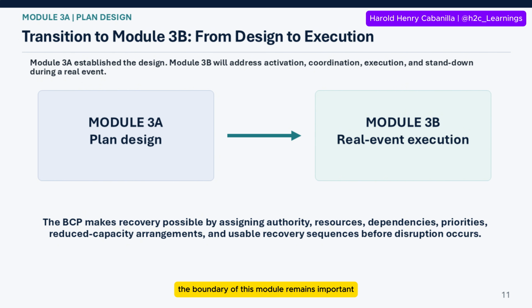The boundary of this module remains important. We have established the design. We have not covered live command, situation reporting, real-time resource dispatch, workaround execution, recovery monitoring, return to normal execution, or post-incident handover. Those topics belong to Module 3B. The next step is to take this approved design and explain how the organization activates, coordinates, executes, and stands down the BCP during a real disruption.